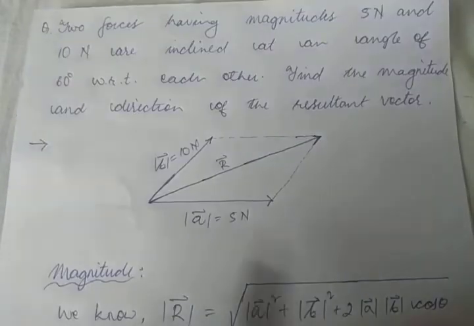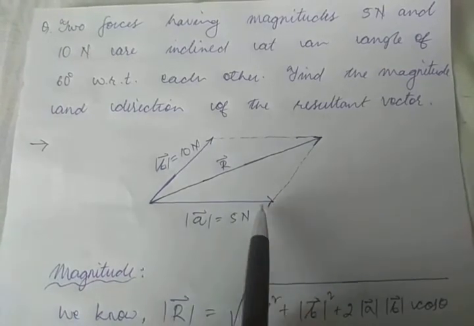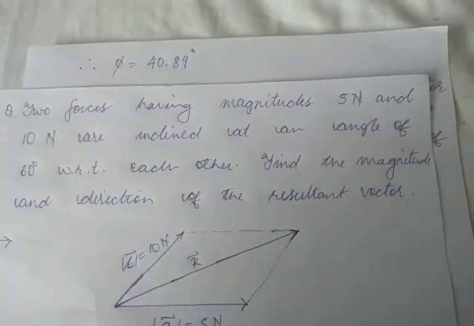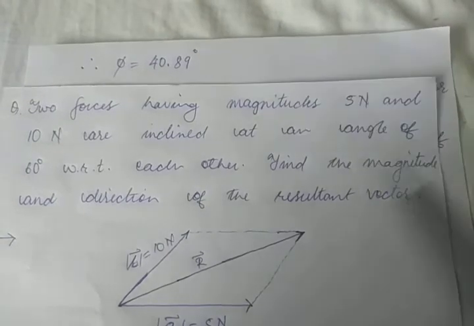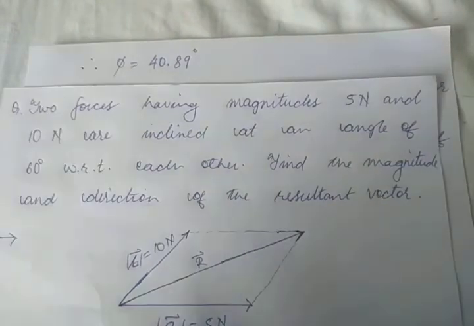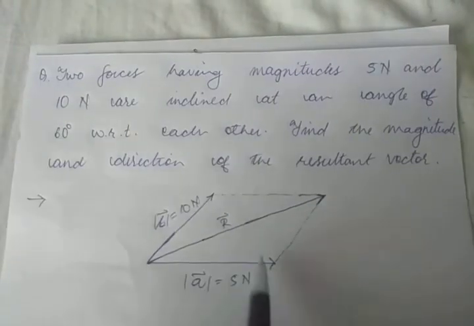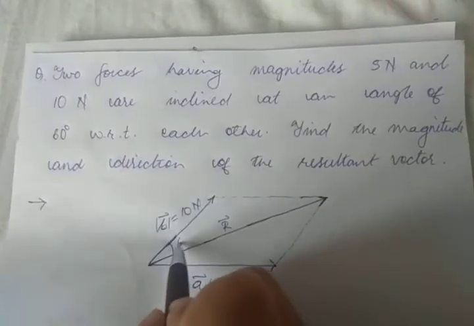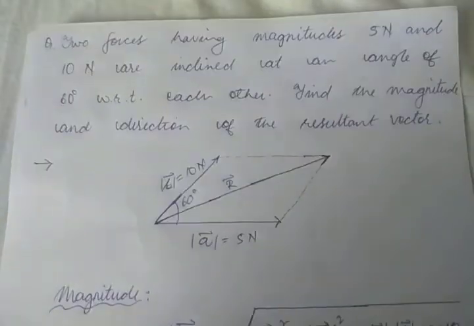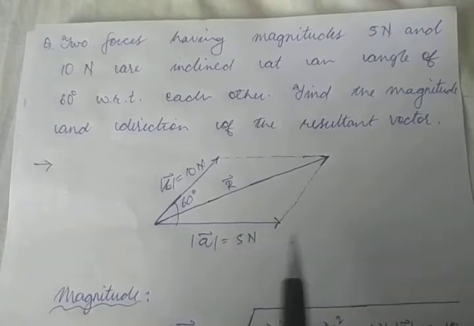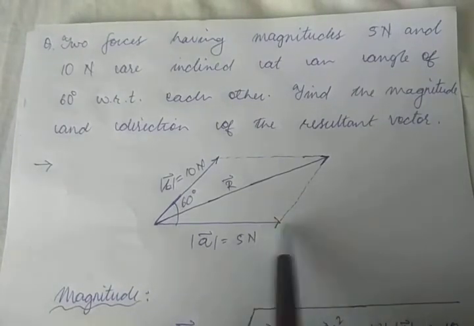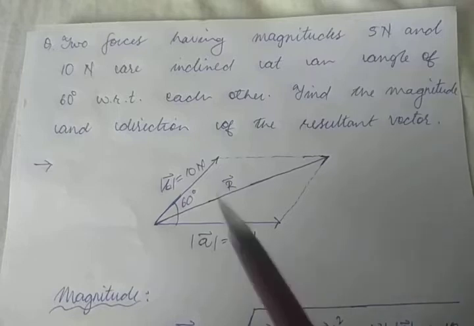One is of magnitude 5 Newton and the other is of magnitude 10 Newton. So we give the forces names: this is force A, vector A, and this is force B, vector B, and we are saying they are inclined at an angle of 60 degrees. So theta is 60 degrees. Magnitude of vector A is 5 Newton, exactly what I've written, and modulus of vector B is 10 Newtons. We know their magnitudes, and the question says they are inclined at 60 degrees.